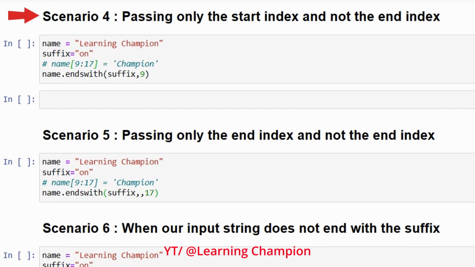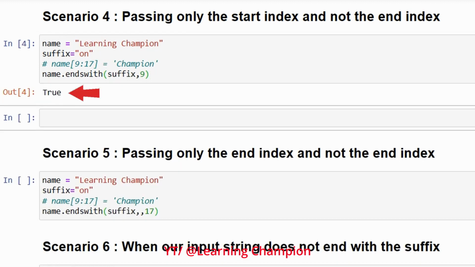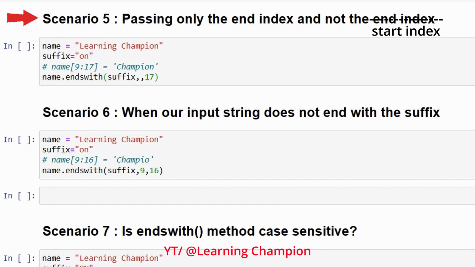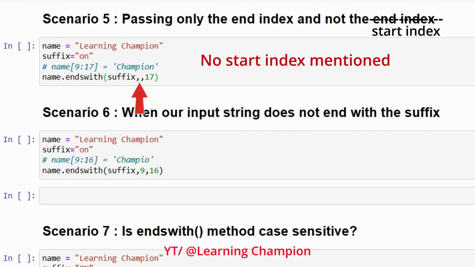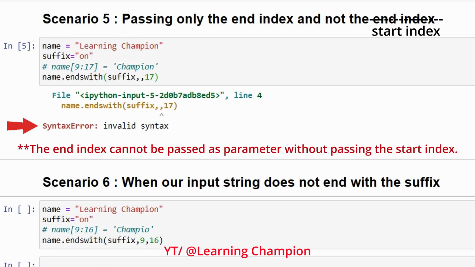In scenario 4, let's pass only the start index and not the end index. Here we have called the endswith method on our input string, have passed 9 as the start index and nothing as the end index. When we execute this command, the output is true. It has not resulted in any error as the end index will be assumed as the end of the string by default. In scenario 5, let's pass only the end index and not the start index. Here we have called the endswith method on our input string, have passed nothing as the start index and 17 as the end index. When we execute this command, Python gives us a syntax error, which indicates that mentioning only the end index and not specifying the start index results in an error, and the end index cannot be passed as a parameter without passing the start index.